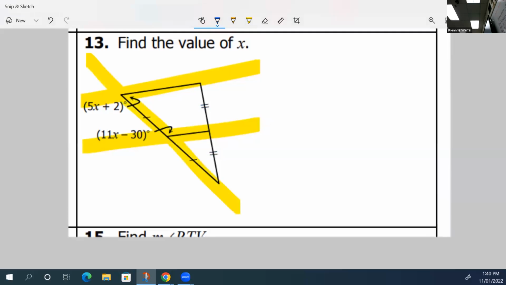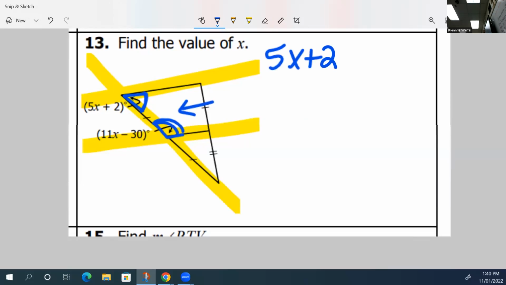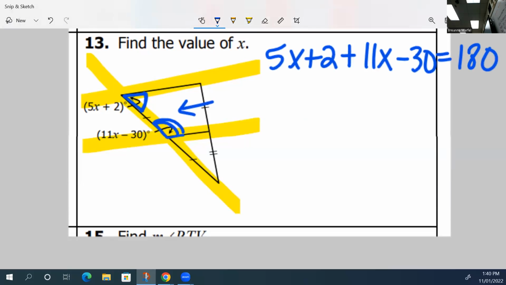Now, this one's a little more difficult. This one and this one are on the same side and on the inside. If you look, you have a little angle here and you have a big angle here, so there is no way that they can be equal to each other. Same side interior, consecutive interior angles, we know add up to 180. So these are not equal because they are not the same size. So 5x plus 2 plus the other angle, 11x minus 30, is equal to 180. That's how you're going to solve that one.